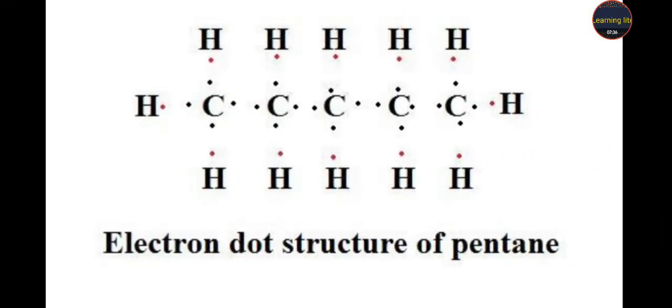This is the electron dot structure of pentane, student. You can draw from here. You can see here the carbon has 4 valence electrons, so carbon needs 4 more electrons to complete its octet. So it forms covalent bonds, and how it shares electrons with the others by bonding, you can draw from here. Okay. Next is our electron dot structure and simple bond structure of propene.